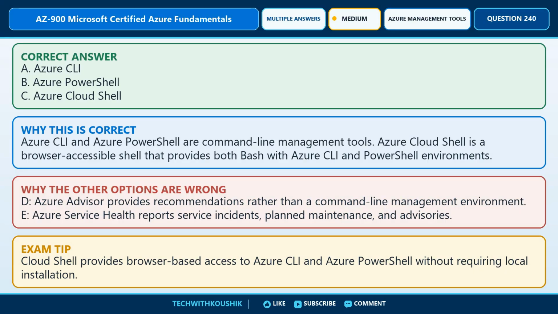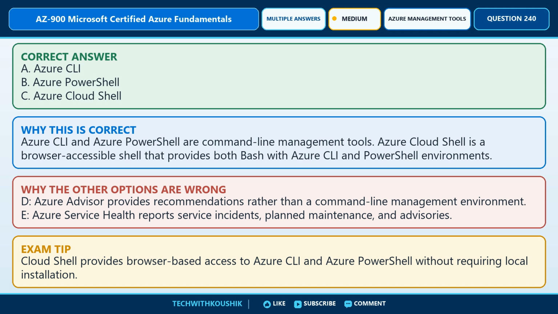The required selections are option A, Azure CLI, option B, Azure PowerShell, and option C, Azure Cloud Shell. This works because Azure CLI and Azure PowerShell are command line management tools. Azure Cloud Shell is a browser-accessible shell that provides both Bash with Azure CLI and PowerShell environments.